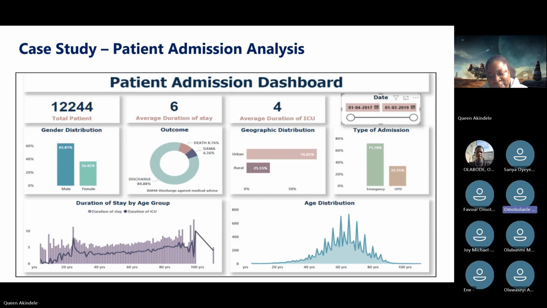And then the duration of stay by age group. So how much, what age, the different ages, how much of them stayed more, the different time spent in the hospital. So it gave us that representation. And then also the kind of patient they had, the age distribution.